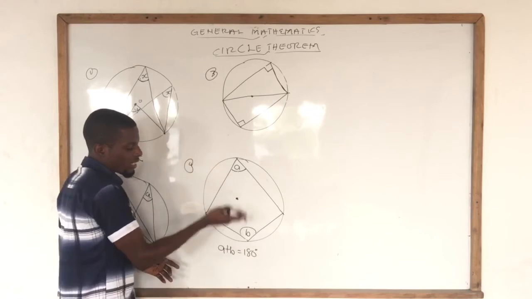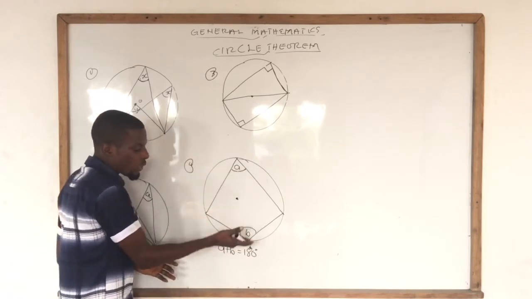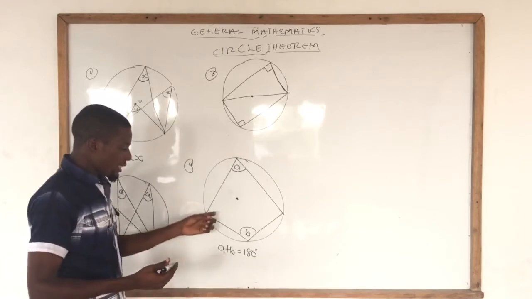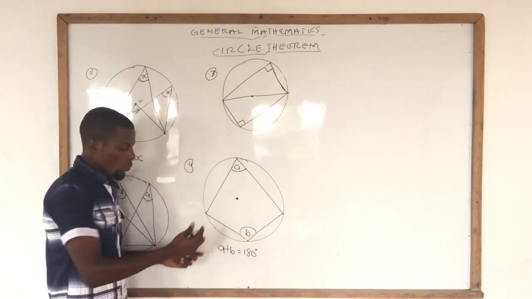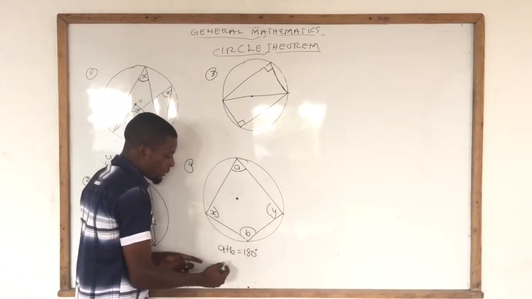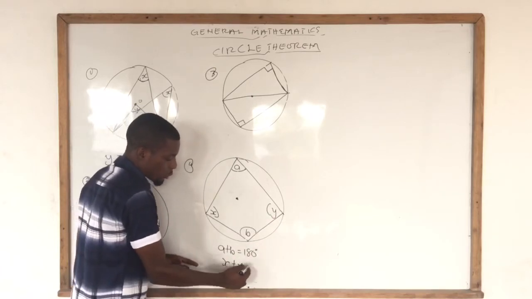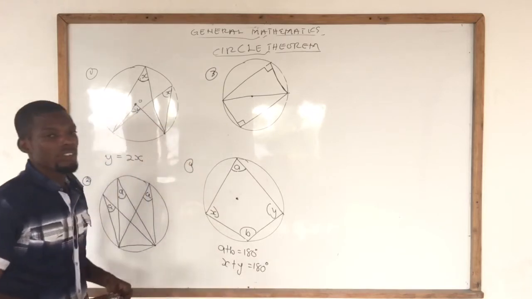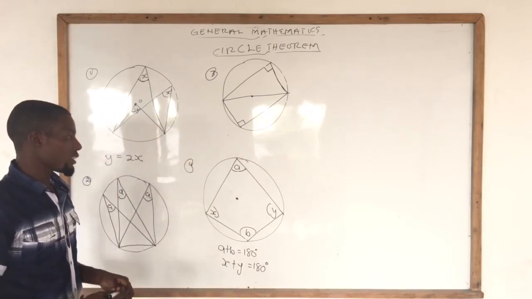Because opposite angles are supplementary, which means when you add opposite angles, it's equal to what? 180 degrees. Now this side and this side are also opposite, right? So if this is X and this is Y, then if I add X plus Y, I should also get what? 180 degrees. Are you getting that?